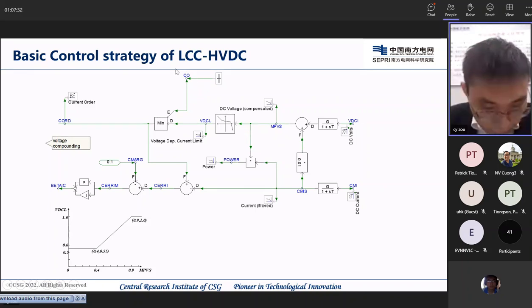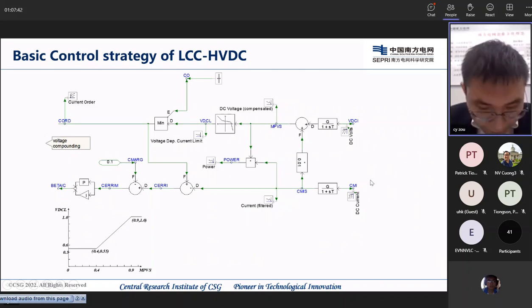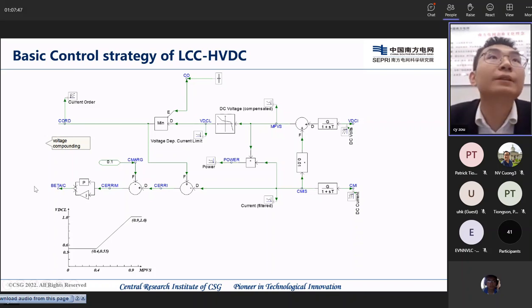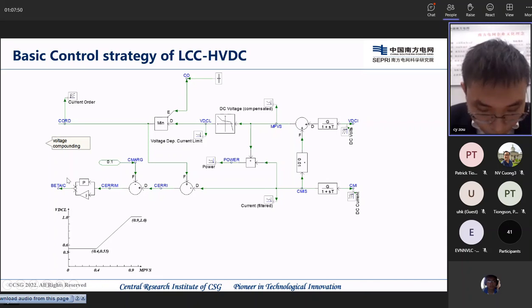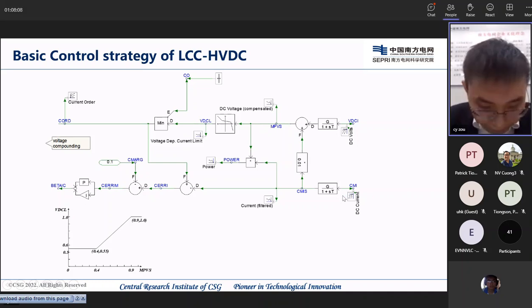The input of constant current control at the inverter side is CMI, which is the signal of current measured at the inverter side. The output of it is beta, this one, which is the leading triggering angle at the inverter side. The delay regulator after CMI is also used to form the per unit CMIS. This is similar to the one in the sending terminal.